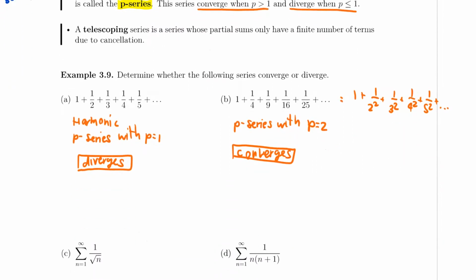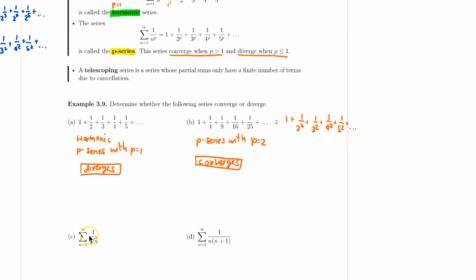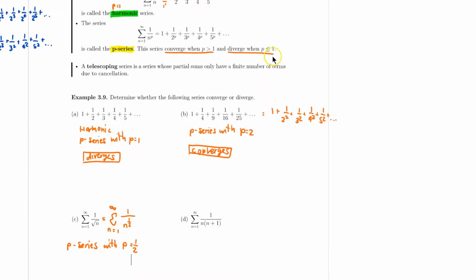Okay, for the next one, I have 1 over square root of n. Notice that the square root of n is actually the same as n raised to the 1/2 power. So this is the sum of 1 over n to the 1/2. So this is again a p-series where the value of my exponent p is a half. So this is a p-series with p equal to 1/2. And because 1/2 is less than or equal to 1, this guy is going to diverge.